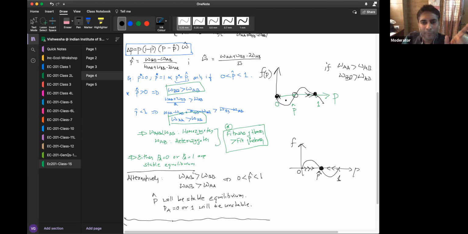One point I want to make clear is that there is initial condition dependence here, whether you achieve all A or all B. This is basically all B, and this is basically all A, only allele A. That depends on the initial condition, whether you start close to 0 or close to 1. Is it clear, Tarun?